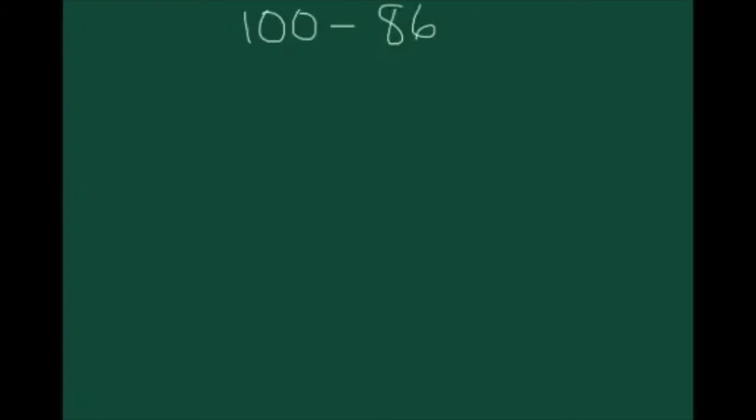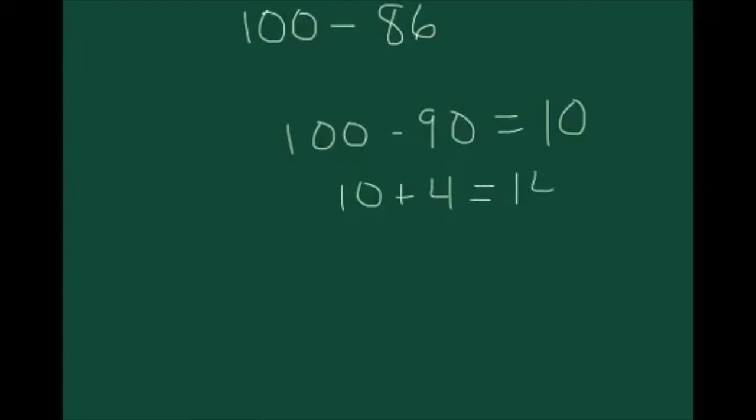I can think about that as 100 minus 90, I know is 10. But I actually subtracted 4 extra, so I need to think about adding that 4 back in to get 14. Okay, so what did I do here? I actually added 4 here, but then I have to make sure that means I subtracted 4 too many, so I need to give that 4 back.